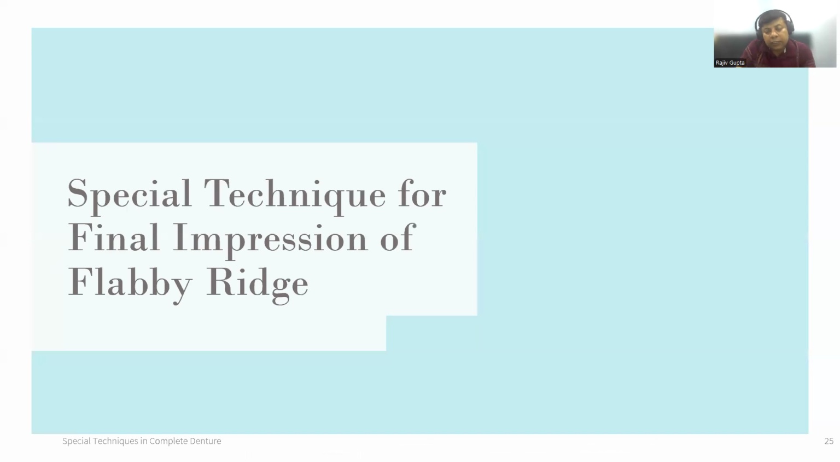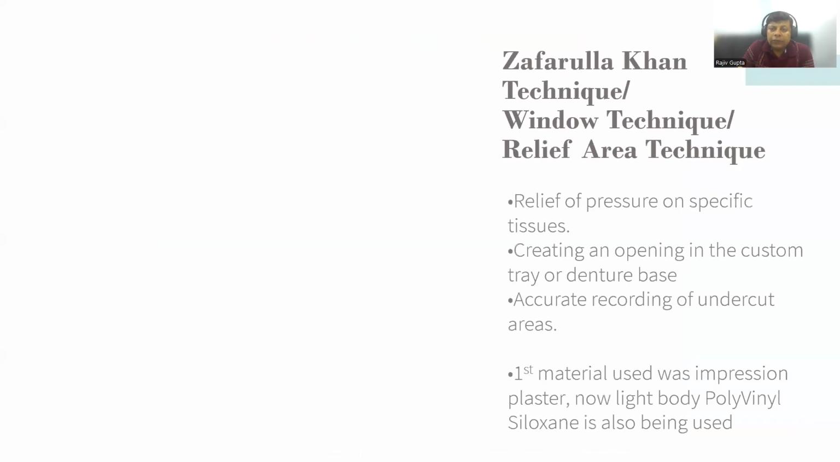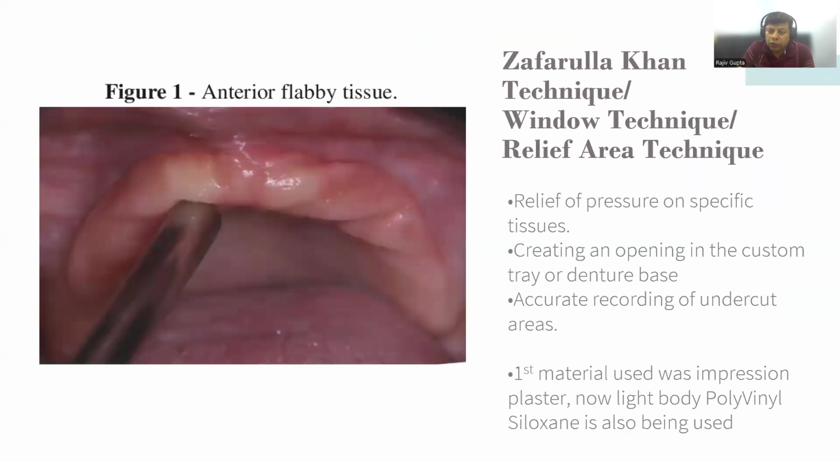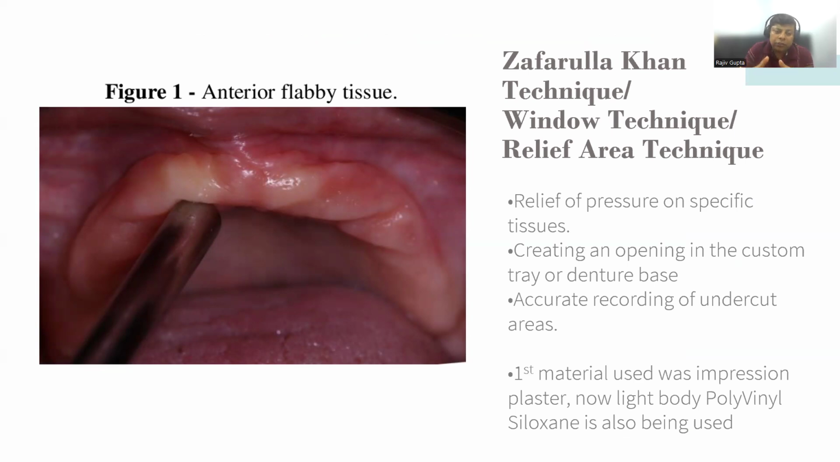Coming to the special techniques, if we have a flabby ridge, the technique was introduced by Zafarullah Khan, also known as the window technique or relief area technique. So it relieves the pressure on the specific tissue. Can you see in the figure, this is the most common situation you will find in a clinical scenario, that your maxillary anterior ridge is very flabby. In this particular area, if we go for a normal conventional impression with the impression compound, the chances of flabby tissue rebound will be very high.